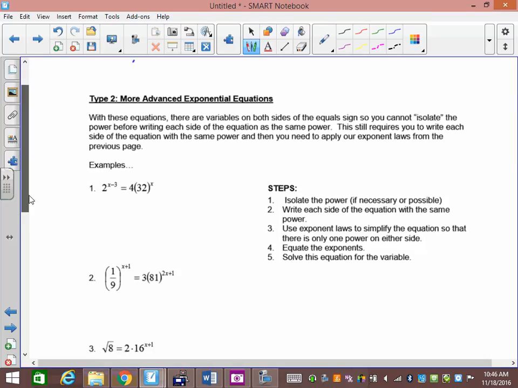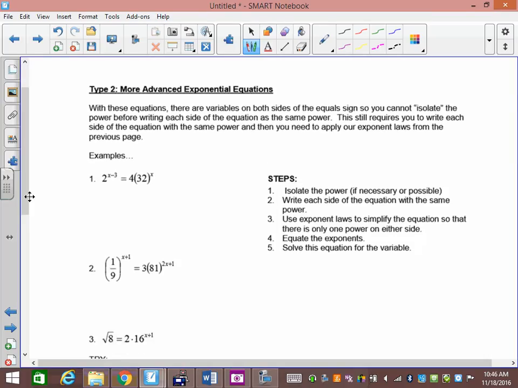Okay, the more advanced ones. So those are the basic ones. These are the more advanced. They're not terrible by any means. There's just one extra little step.